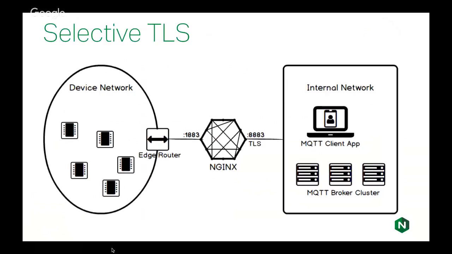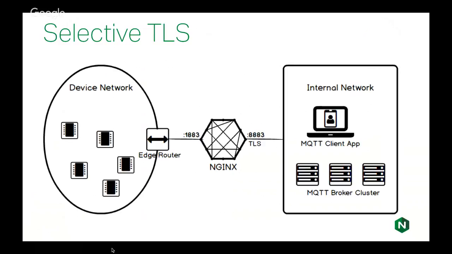But what I can do is apply selective TLS so that the device network with the MQTT devices continues to run in plain text using port 1883. But on my internal network, for my client applications that run inside the platform, I'm going to require that they connect not only with TLS on the secure port 8883, but also that they provide a client certificate, an X509 client certificate, so we have mutual TLS authentication. So if the client's able to handle TLS, we can support that. If it's not, we can support that too.